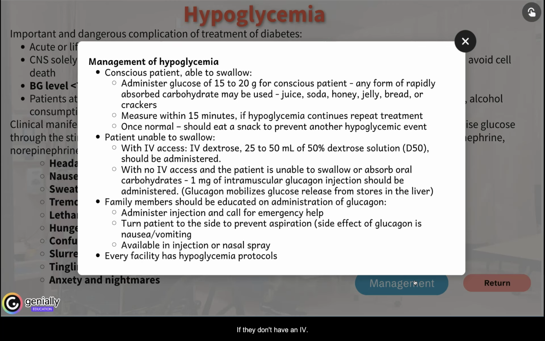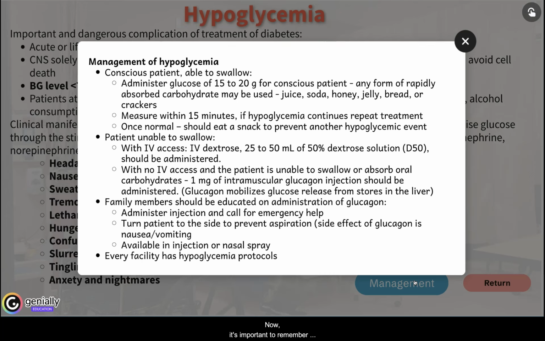If they don't have IV access, and the patient is not able to swallow, with IV access, give them D50. If they don't have IV access and are not able to orally take in carbohydrates, then you give them a 1 milligram intramuscular glucagon injection. It looks like an EpiPen, it's just glucagon. You inject that in them. This glucagon mobilizes the glucose release from the stores in the liver.